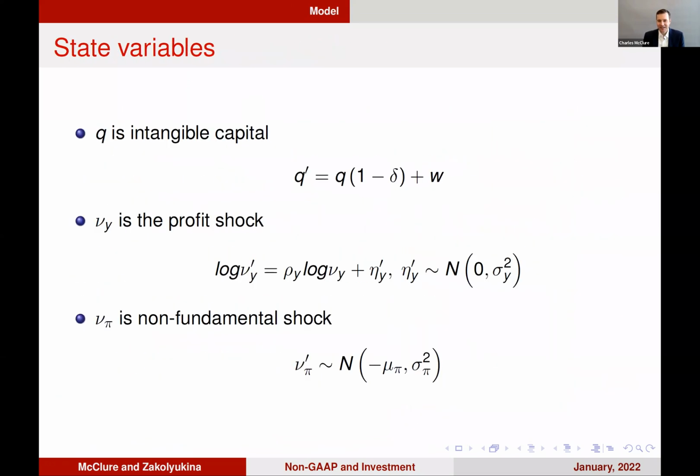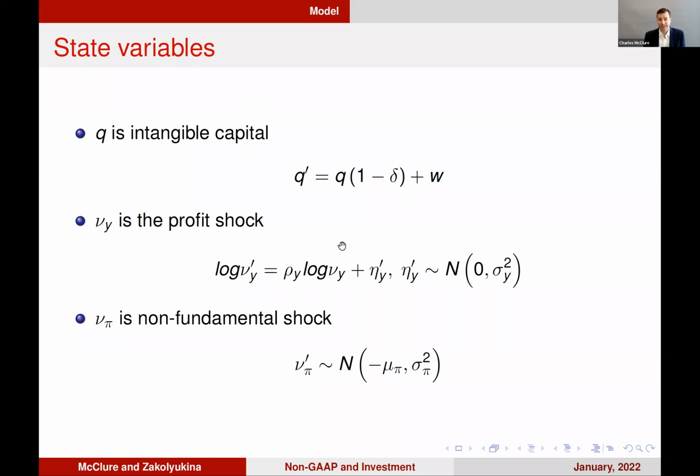Okay. So let's dive a little bit into the model, just to provide some intuition for the model. So we're going to have 3 state variables. These state variables help determine the manager's decision. The first state variable is going to be capital. That's going to be Q, and like all sorts of capital, it has a depreciation rate delta, and then a manager can fill it back up with an investment amount W.